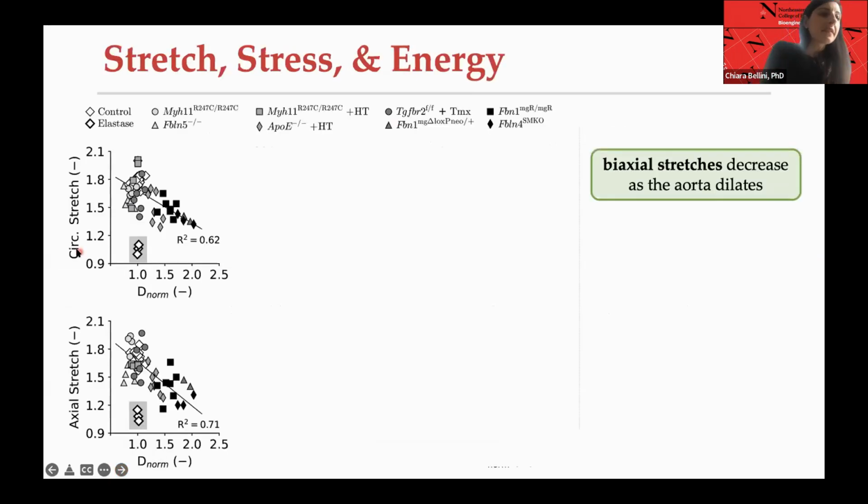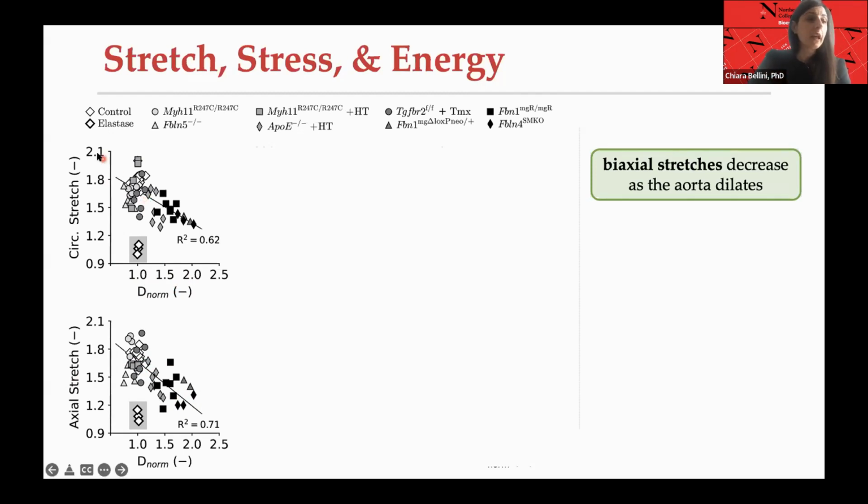So using the estimated material parameters from our model, we predicted the mechanical metrics of interest at systolic pressure and preferred axial stretch. We plotted each metric as a function of the normalized diameter, which is an index of dilatation expressed as the ratio between the diameter of each sample and the diameter of a control aorta that comes from a mouse of the same weight.